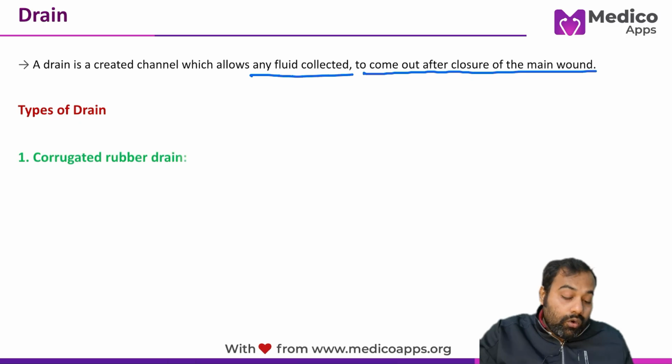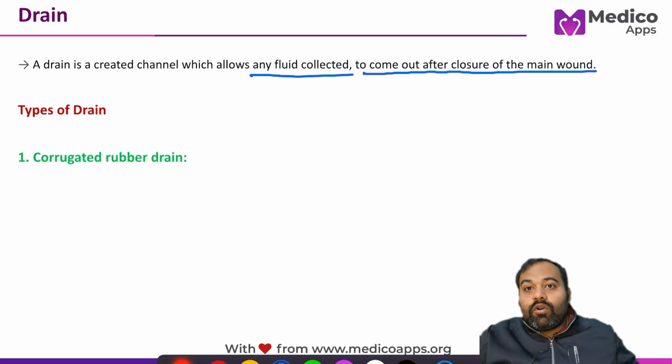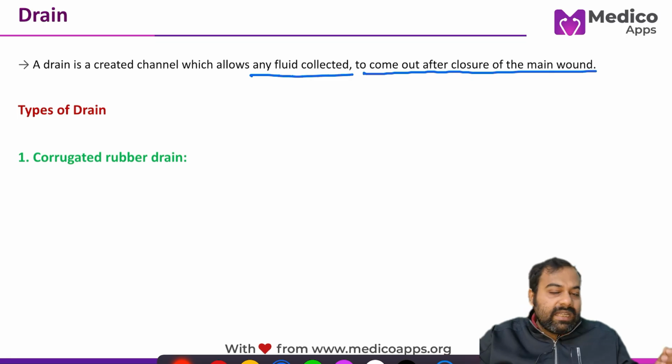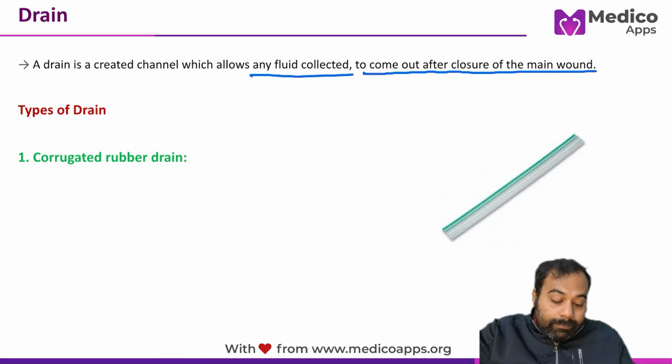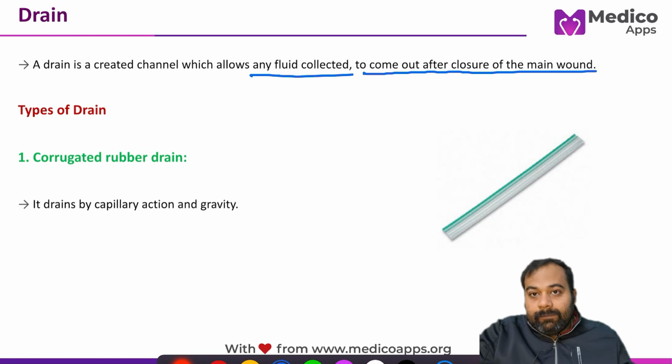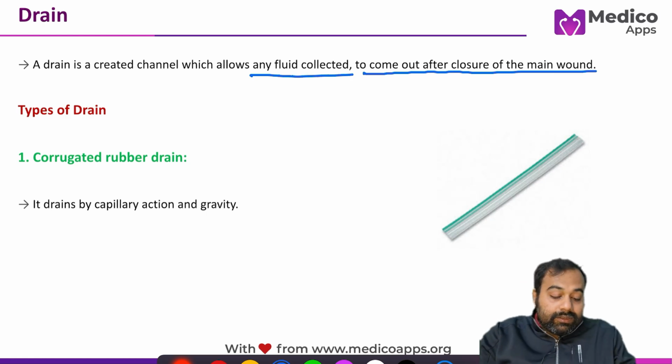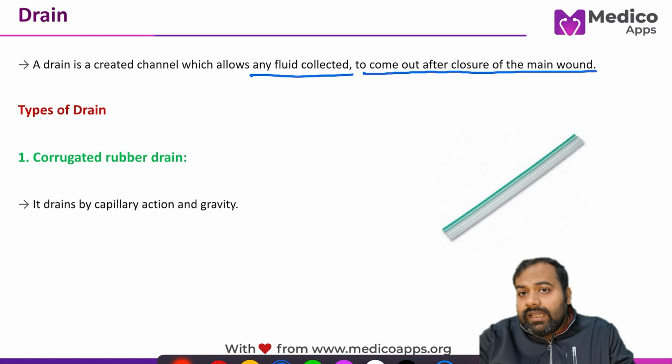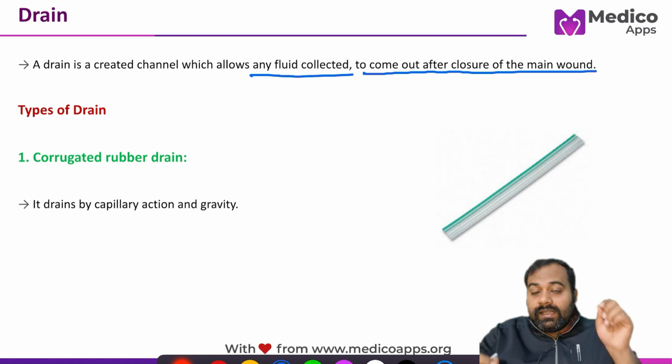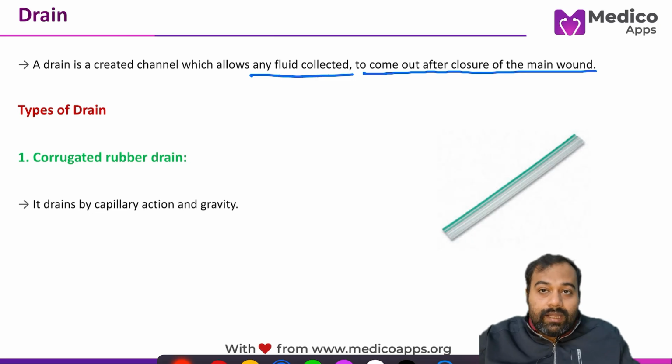So first is your corrugated rubber drain. The corrugated rubber drain is basically the most easily available, cheaper option. Okay, it basically acts upon the action of capillary action and gravity. So while introducing this corrugated rubber drain, we have to keep that in mind. We have to place this CRS drain, or the corrugated rubber drain, in such a way that it allows the gravity-mediated drainage of the inside fluid, right?